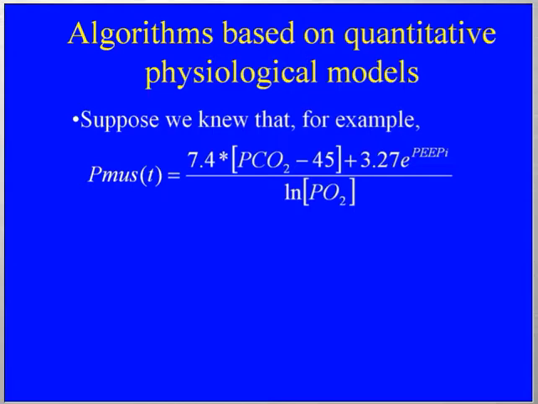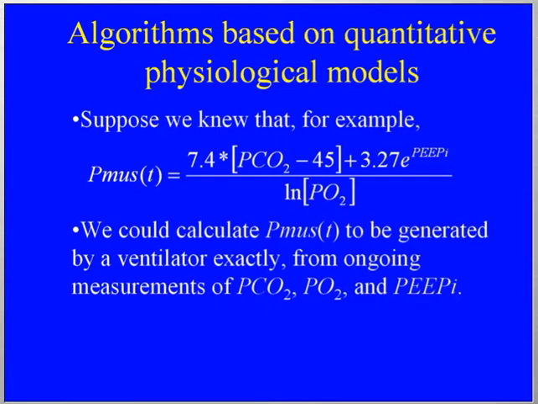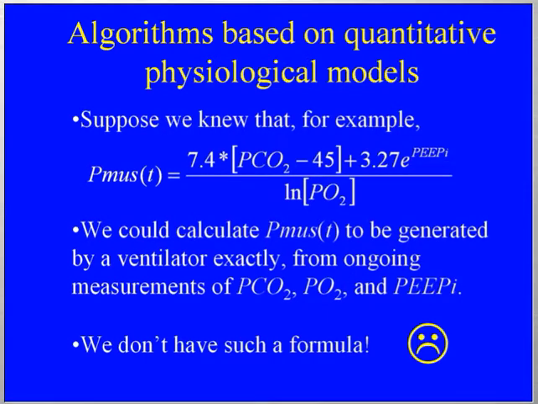But let's say some clever physiologist had gone into the lab and found that that indeed was the appropriate equation. Well, then the problem would be solved, because you'd simply measure PCO2 and PPI and PO2, and you'd put it into that equation, and then you'd feed that straight into your ventilator and say, generate that muscular pressure, like that. The trouble is, we don't have such a formula, which is a shame, and we're very unlikely to get one. So I think that's a pretty hopeless way to go.